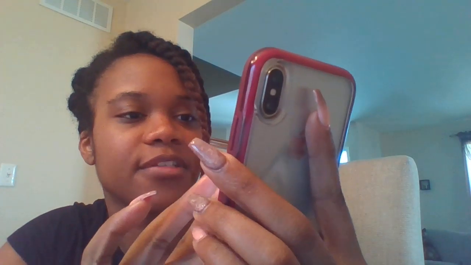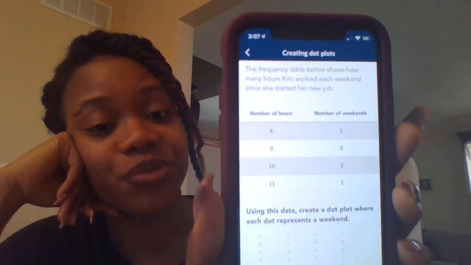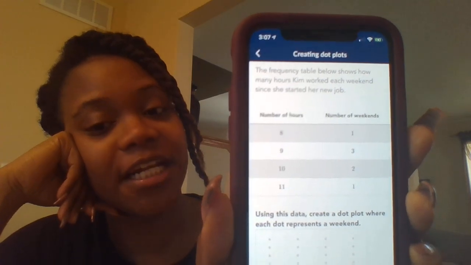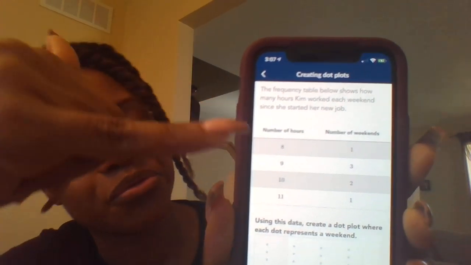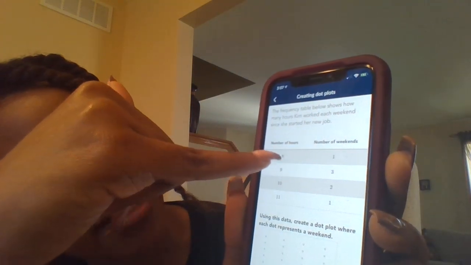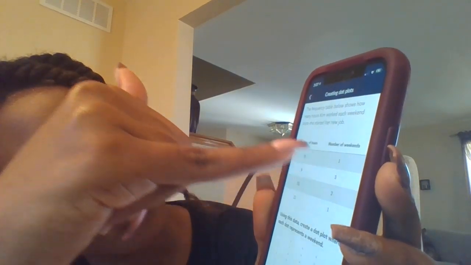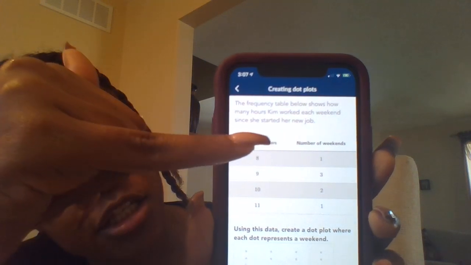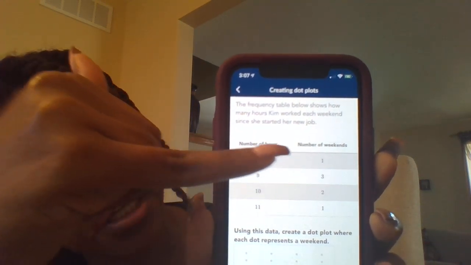For the first problem that was given to me, it says the frequency table below shows how many hours Kim worked each weekend since she started her job. I'm using this data to create a dot plot where each dot represents a weekend. So this one actually gives you a frequency table, and you have to create a dot plot from it. So let's look at what this frequency table means. So this column is the number of hours. So it says if she worked 8 hours, this column is the number of weekends. So this first row would say she worked 8 hours for 1 weekend.